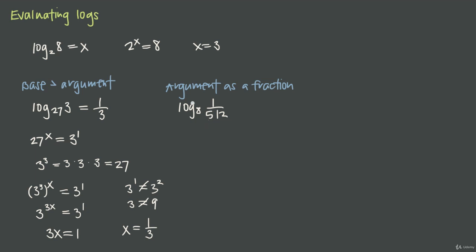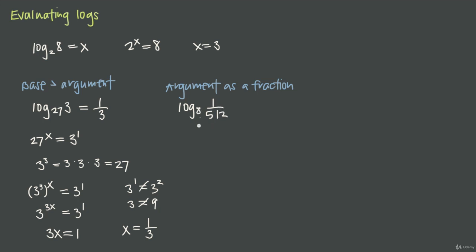So in this case, we have log base 8 of 1 over 512. So 1 over 512, the fraction, is the argument of the logarithm. And we want to solve for the value of this log expression. And what we're really asking here is, what do we have to raise 8 to in order to get the value 1 over 512.